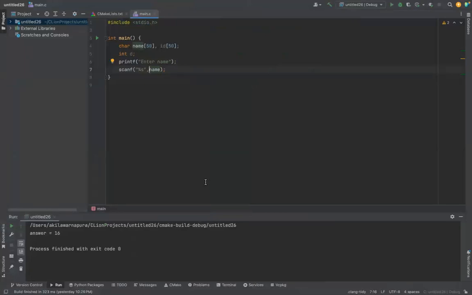So when I do the functions, I will explain that part also. So if it is an array, the & sign is optional. It always passes the memory address.